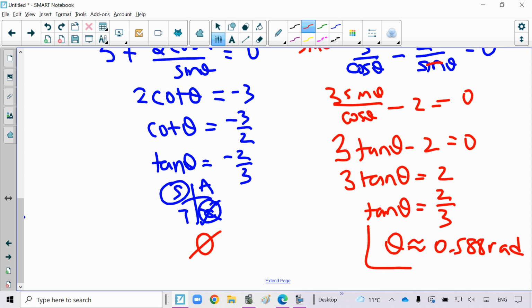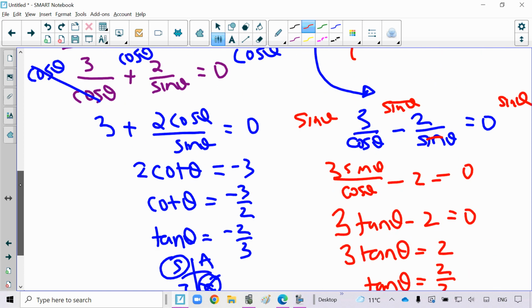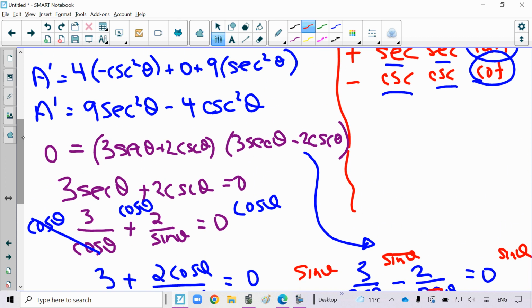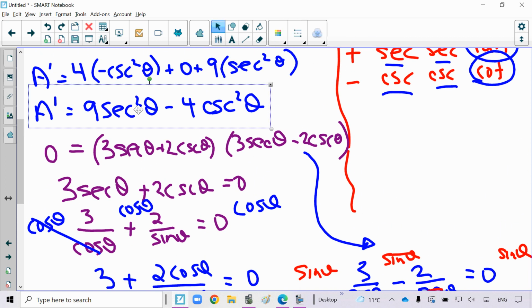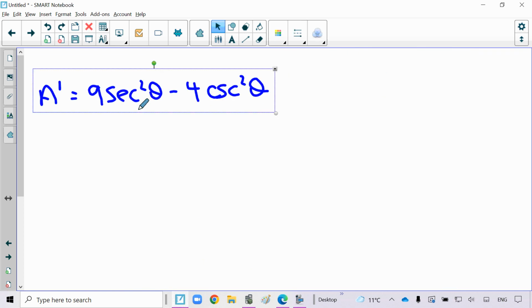So it looks like my critical value is going to be about 0.588. But don't hate me. We have to verify that that actually gives a minimum. Okay, so we're going to go all the way back up here, take our first derivative. I'm going to go to a new page. There we are. And let's do our second derivative. So remember, second derivative test, we have to figure out, does this actually produce a minimum?